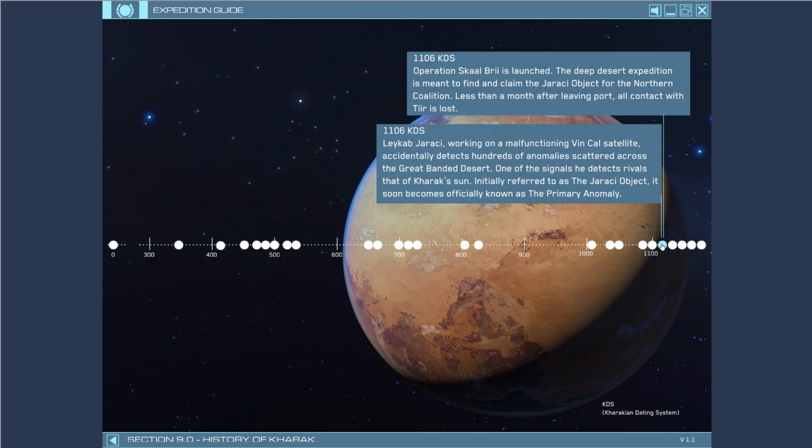In 1106, Operation Skullbria is launched. The deep desert expedition is meant to find and claim the Draki object for the Northern Coalition. Less than a month after leaving port, all contact with Tyr is lost. The same year, Lekab Draki, working on a malfunctioning Vincal satellite, accidentally detects hundreds of anomalies scattered across the Great Banded Desert. One of the signals he detects rivals that of Kharak's sun. Initially referred to as the Draki object, it soon becomes officially known as the primary anomaly.